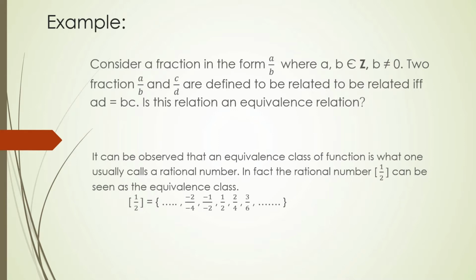The next thing is, we can observe some properties from here. We can observe that an equivalence class of fractions is what one usually calls a rational number. In fact, the rational number 1 by 2 can be seen as an equivalence class. How? For 1 by 2, or half, being an equivalence class, we can write that it is a set of this kind of elements. We are finding this out from the basic definition that we learned before. That's what we actually try to prove here.